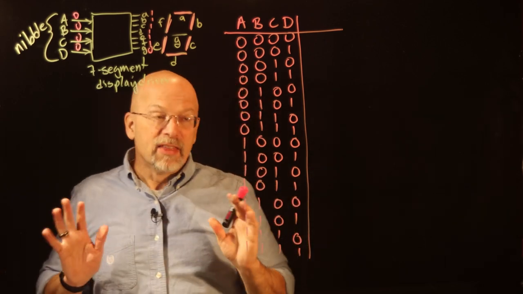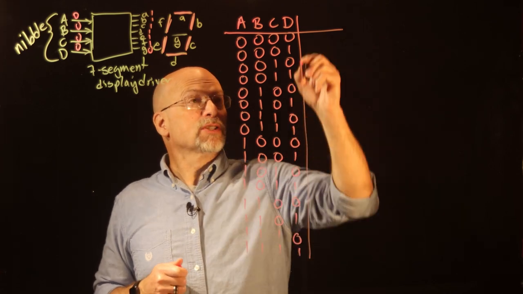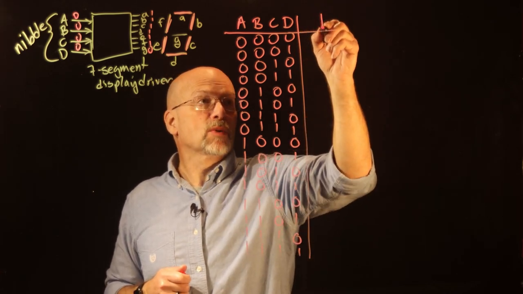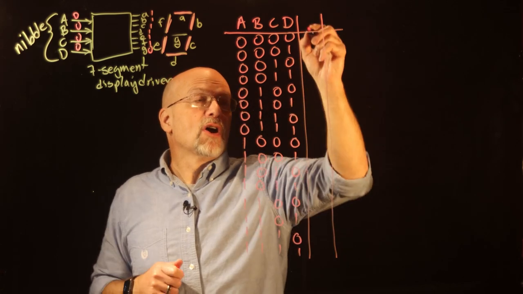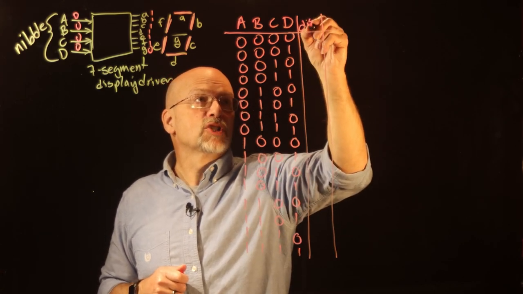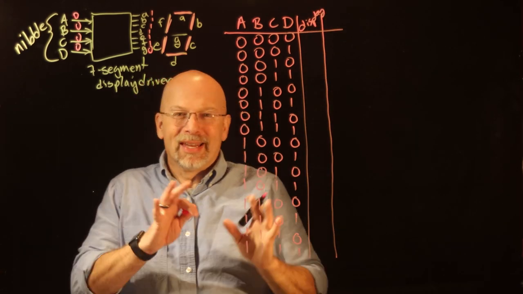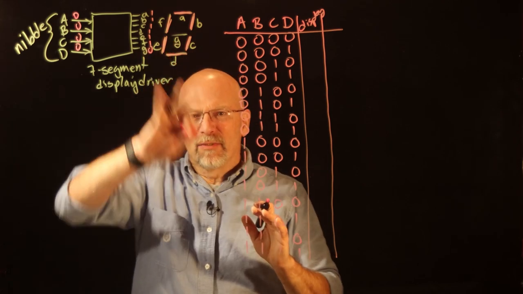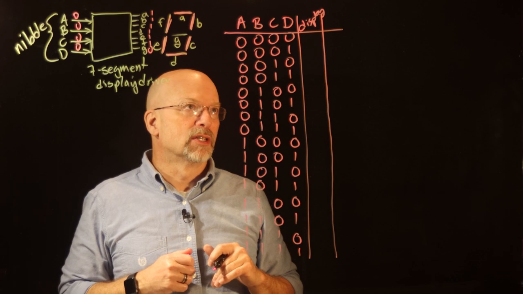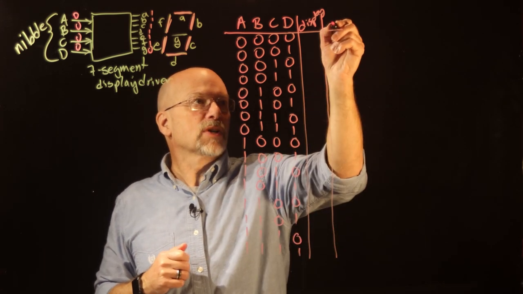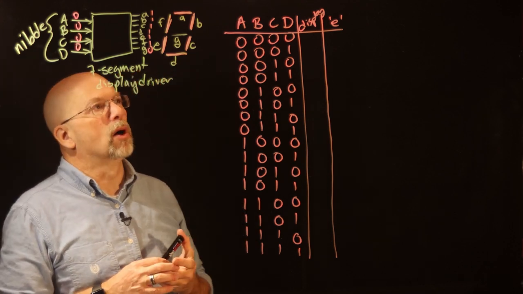All right, now, in this particular truth table, what I'm going to do is have two columns. First, a column showing what the display is going to look like, just to give you a little hint of what the display is going to be presenting. And then a column showing whether the E segment is on or off.